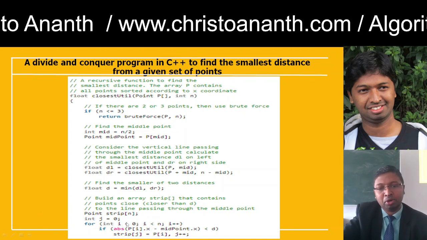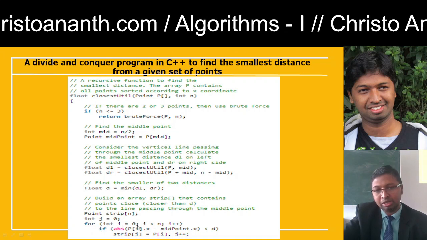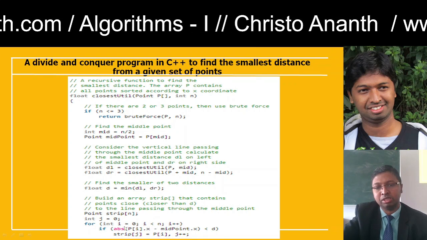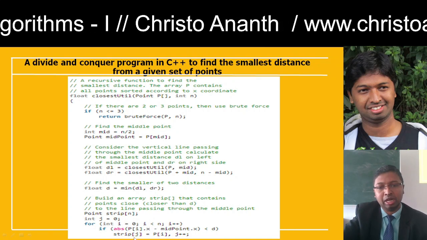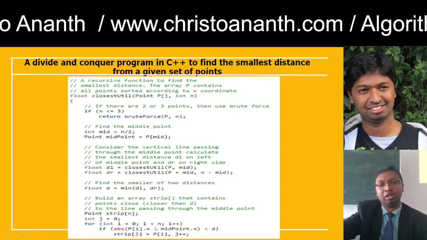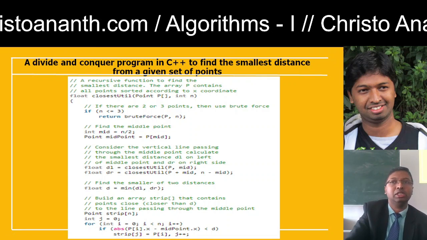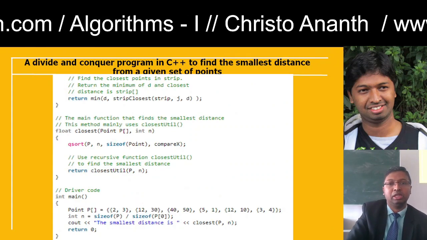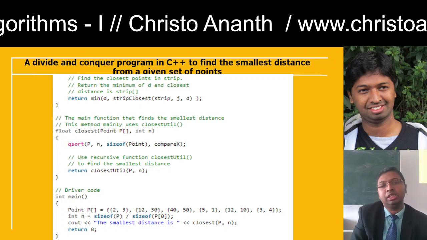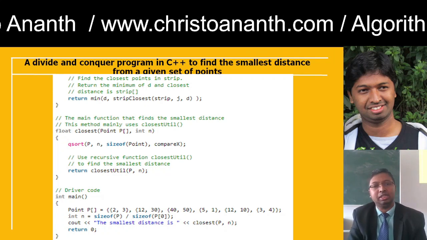dr, and the point strip of function int n, j equal to 0, for int i equal to 0, i less than n, i plus plus. So if abs of p of i dot x minus midpoint dot x is less than d, then you will compute strip of j equal to p of i, then j plus plus. Okay. Then same way you are going to return the minimum of d comma strip closest, strip j and then d.